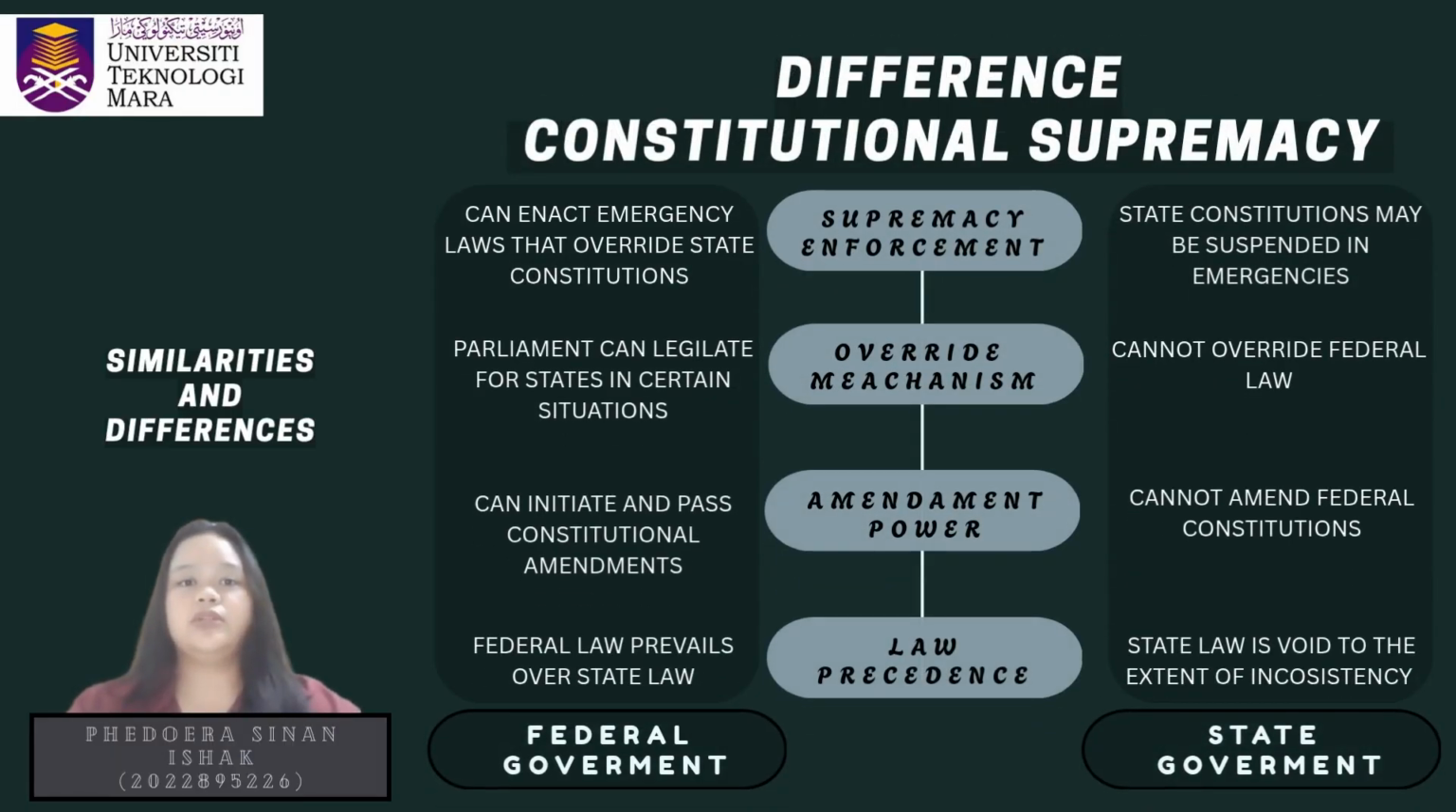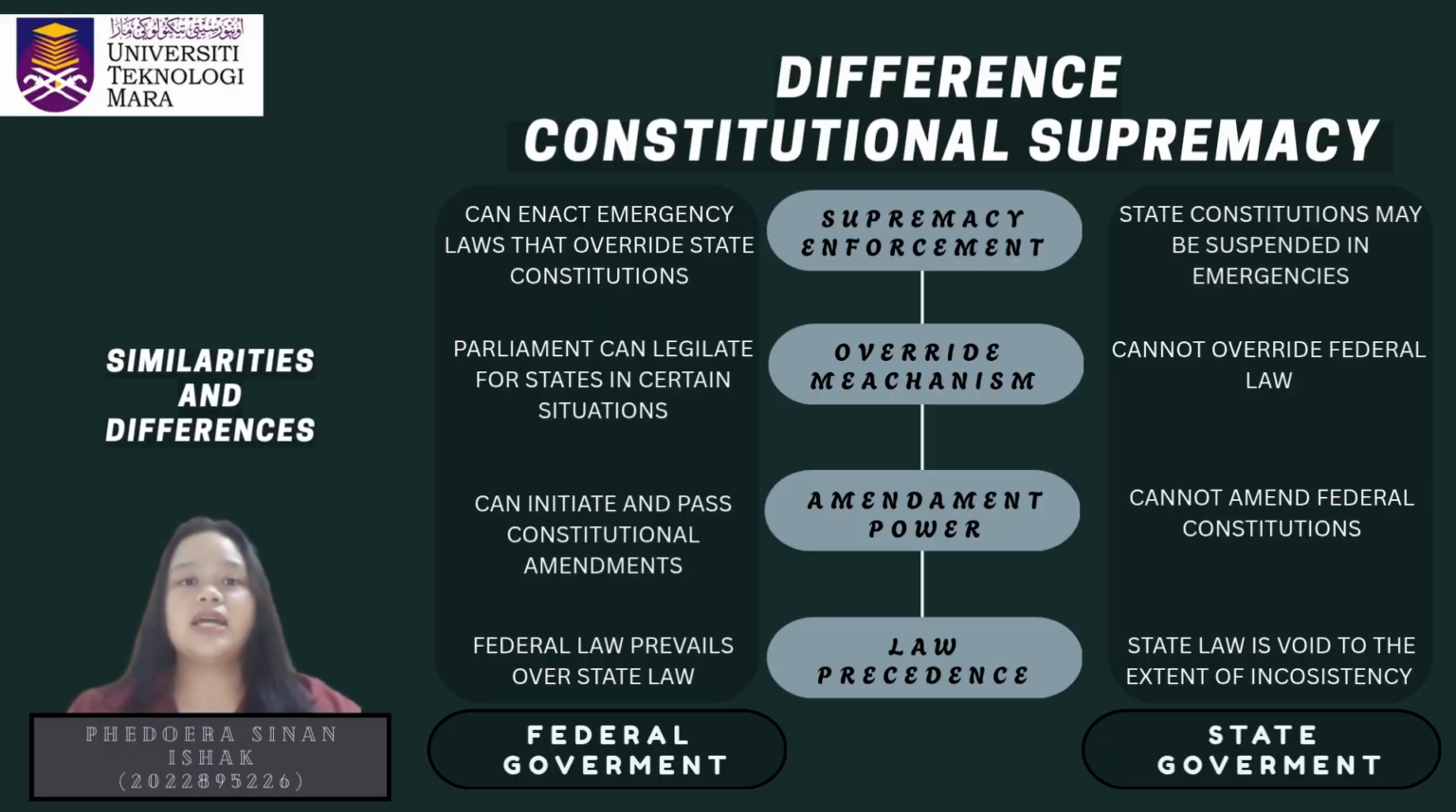Let's now delve into the critical differences in how constitutional supremacy applies to the federal and state governments, highlighting the federal government's overarching position. First, regarding supremacy enforcement, the federal government can enact emergency laws that override state constitutions. This is a significant power, particularly in times of national crisis. State constitutions, conversely, may be suspended in emergencies, demonstrating the federal constitution's ultimate authority.